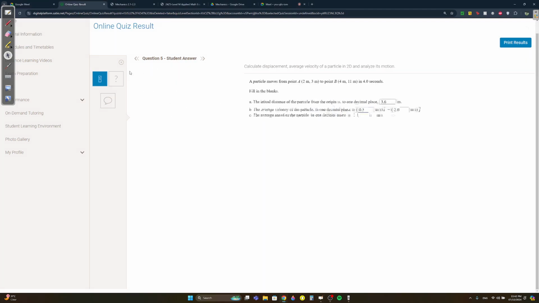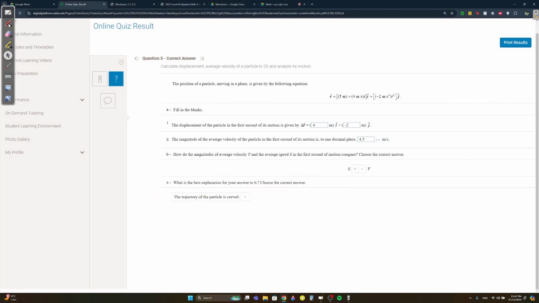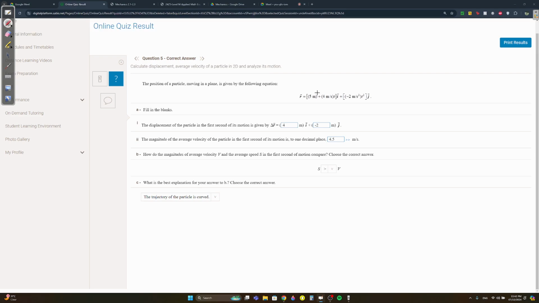Question 5. Okay, here they gave you the position r. For the i component, it might be a bit confusing the way they write it, but it isn't that bad. So 5 plus 4t i, and then you have minus 2t squared for j. The displacement of the particle in the first second, meaning between 0 and 1 second.